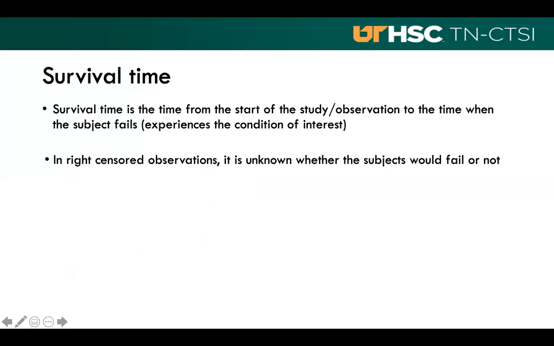Survival time is the time from the start of the study or observation to the time when the subject fails or experiences the condition of interest. So for example, the outcome might be a cardiovascular health outcome, coronary artery disease, stroke, could be death, and many other health outcomes. It can also be treatment failure. For example, as we'll look at later on, a hip replacement or joint replacement might fail, and the outcome in that case is failure. For a right censored observation, it is unknown whether the subject would fail or not. We never know whether at the end the subject will fail due to the condition of interest, due to the exposure of interest.